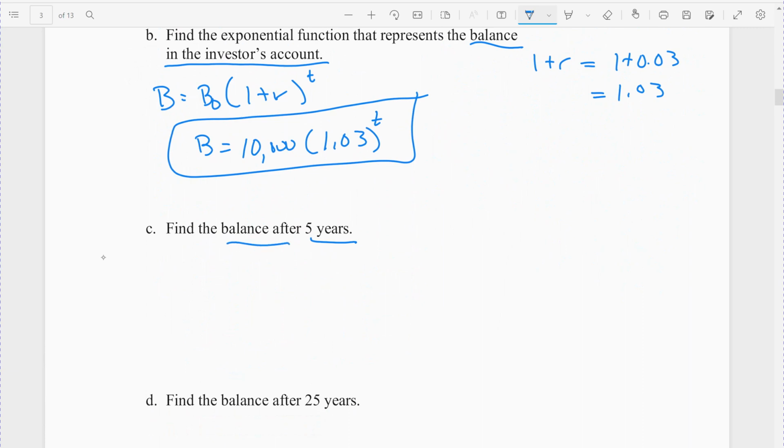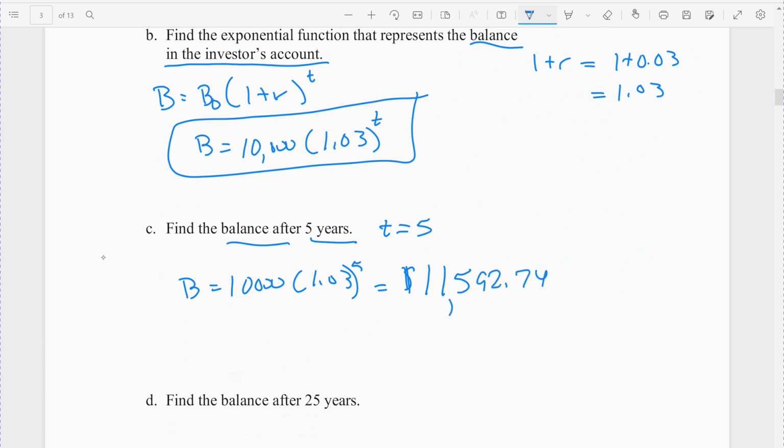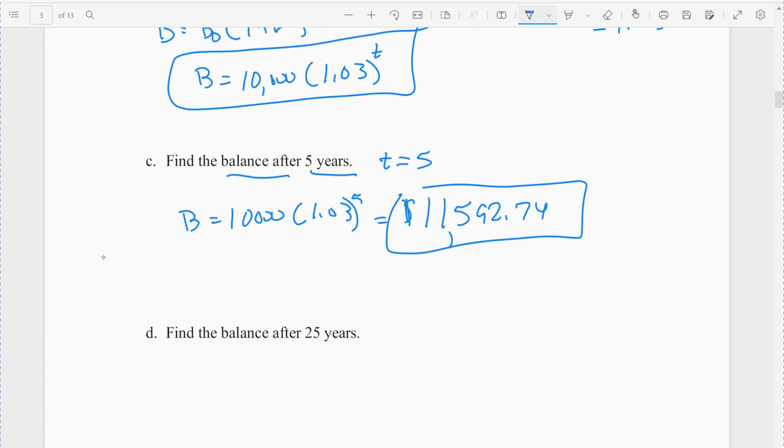All right. Find the balance after 5 years. So T is 5. So balance is 10,000 times 1.03 raised to the 5. And so again, we're raising by 3% every year for 5 years. So it comes out to be 11,592.74, I'm rounding to the penny. All right, so it grew by almost 1,600, not 16,000, 1,600.